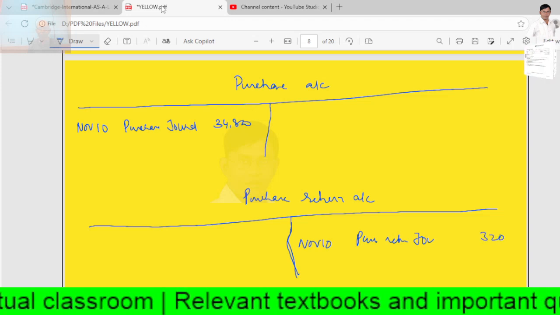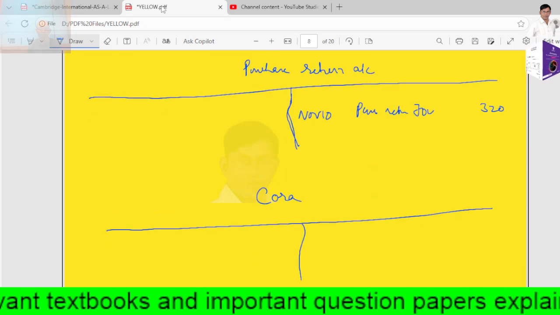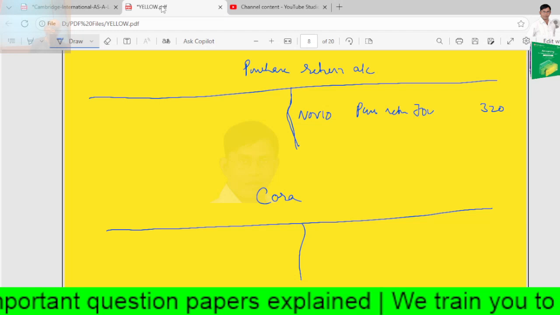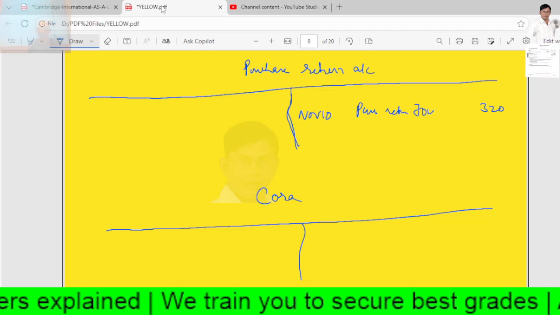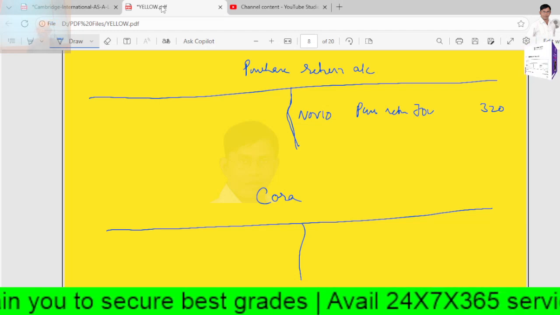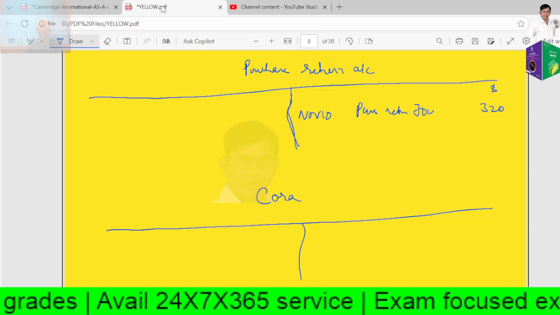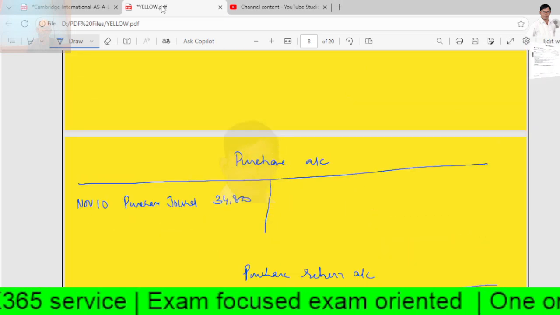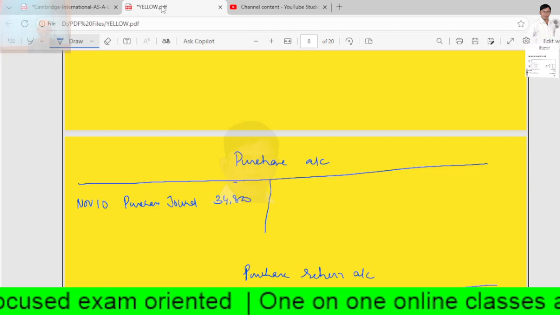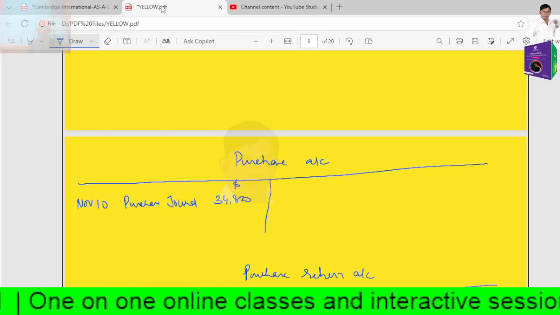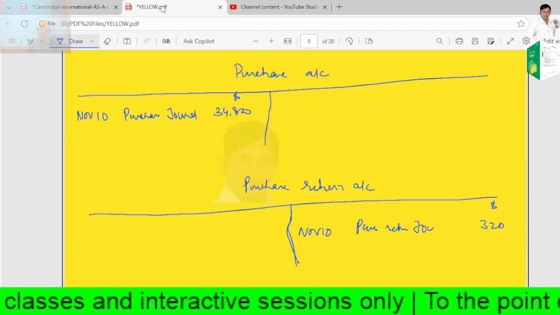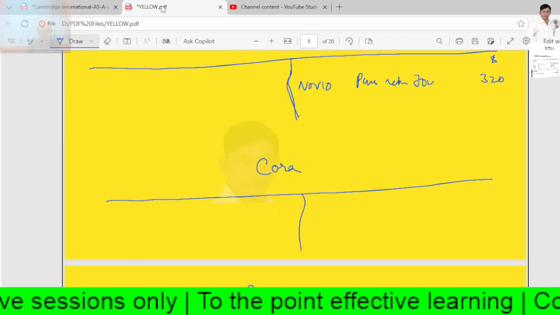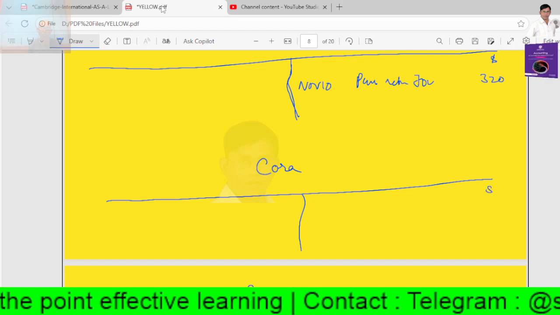So now we have to prepare other accounts. Cora account. We have purchased from Cora, so Cora's account will be credited. Always write the amount.